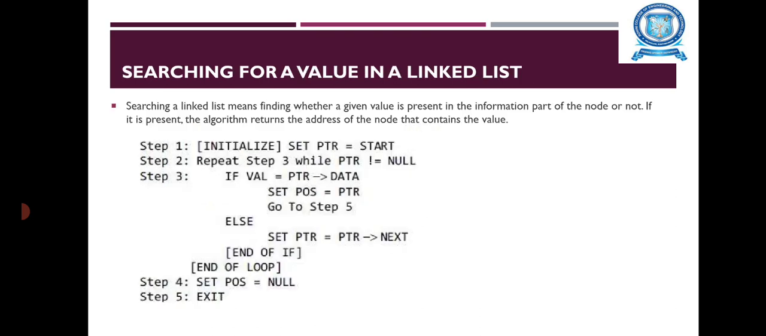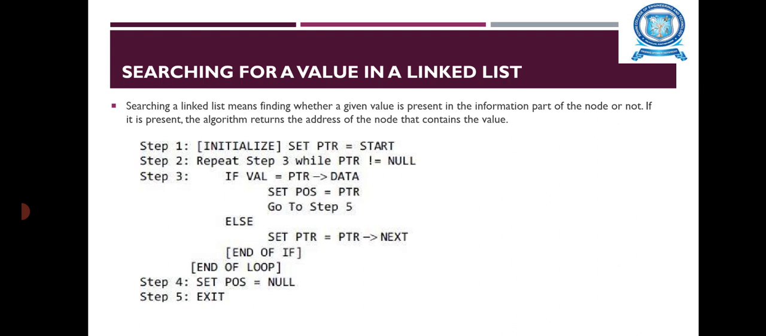Then searching for a value in a linked list. Searching a linked list means finding whether a given value is present in the information part of the node or not. If it is present, the algorithm returns the address of the particular node that contains the value. In step 1, we initialize the pointer variable pointer with start that contains the address of the first node. In step 2, a while loop is executed which will compare every node data with the value for which the search is being made.